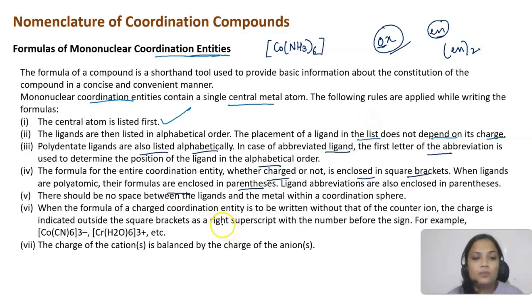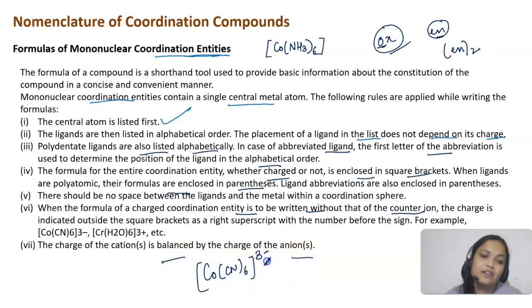Now, when the formula of a charged coordination entity is to be written without that of the counter ion, then you have to write the charge outside the square bracket in the right hand superscript, like [Co(CN)6], and here you have to write 3 minus. If the counter ion is written, the charge of the complex is balanced by the charge of the counter ion. Like here if we are having 3 minus, so if I want to write the counter ion, I'll be writing K3, or Fe3, like that. So this is how we will be writing the formulas.